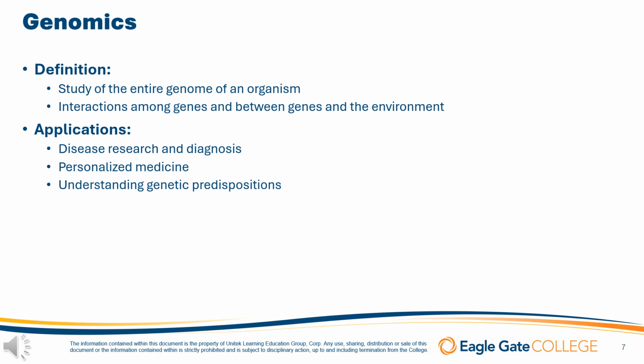For example, pharmacogenomics studies how a person's genetic makeup affects their response to drugs, as we discussed before. Genomics helps in understanding genetic predispositions by identifying the genetic variants that increase the risk of diseases. Individuals can be informed about their unique susceptibility to certain health conditions.